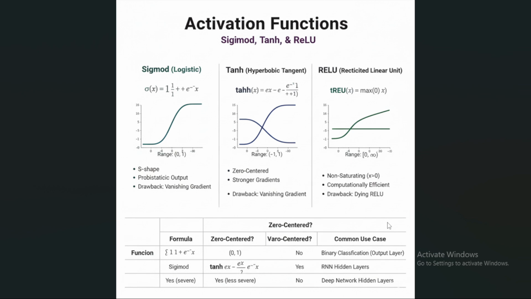So why do we need activation functions? Without activation functions, a neural network would just be a fancy linear regression model. Activation functions introduce non-linearity, which enables the network to learn complex real world patterns. Sigmoid function, mathematical definition, and characteristics.